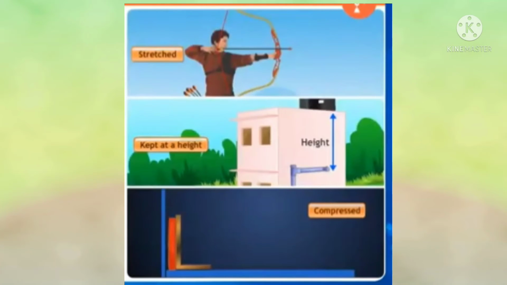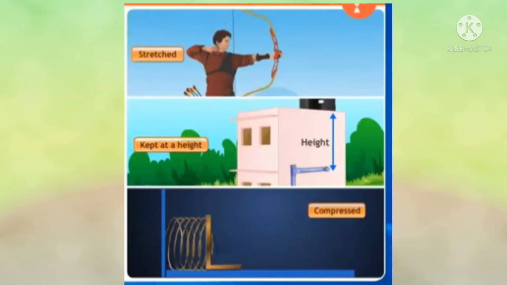If the objects were not brought into those states, would they have moved? Think. Yes, absolutely correct. The answer is no. The energy stored in an object because of its specific state or position is called its potential energy.